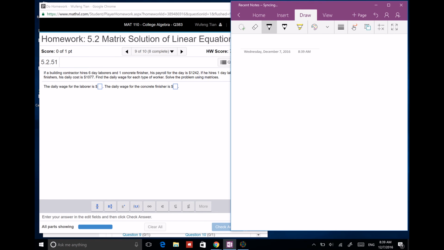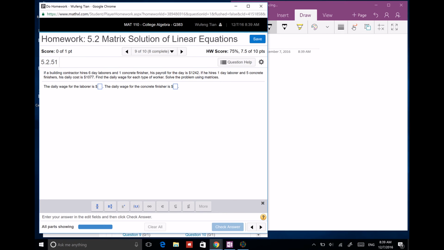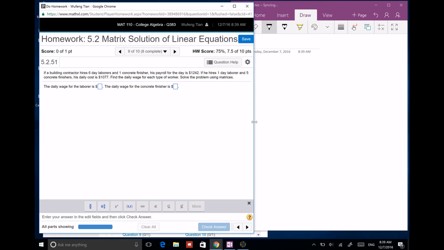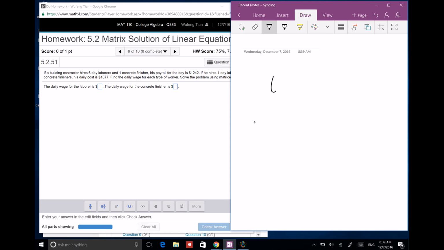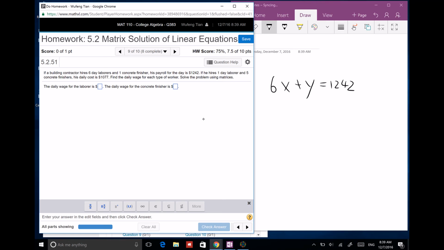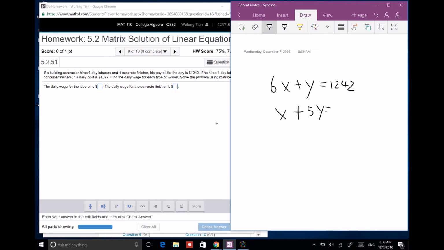is if a building contractor has 6 laborers and 1 concrete finisher, his payroll for the day is 6x plus y equals 12.42. Then 1 day laborer and 5 concrete finishers, so it's 1x plus 5y equals 1077. And solve for x and y, you can plug it in. Okay, solve x, put it in here, solve y, put it in here.